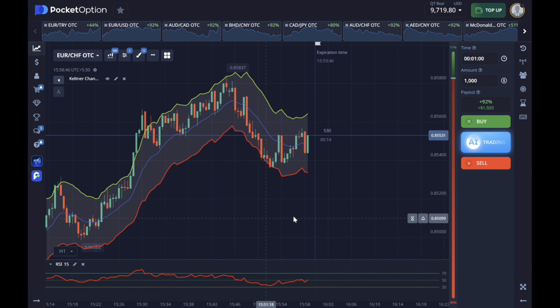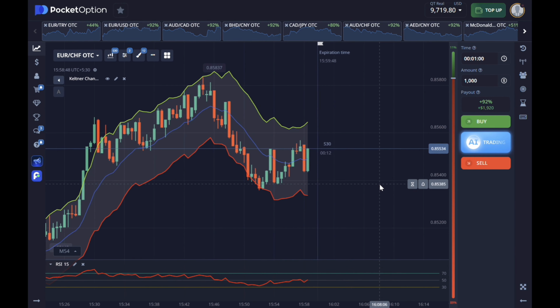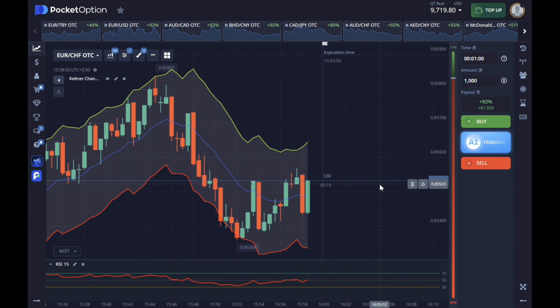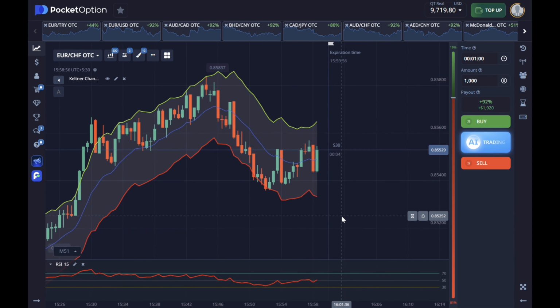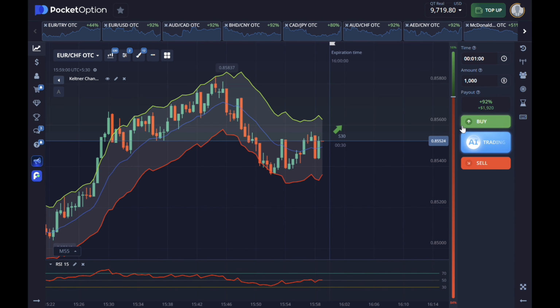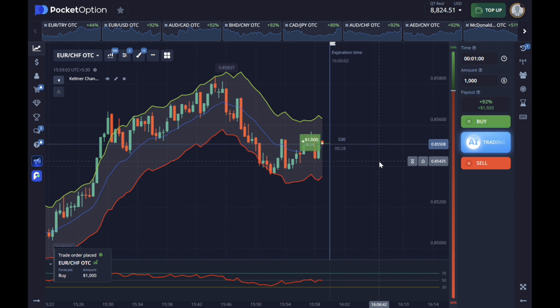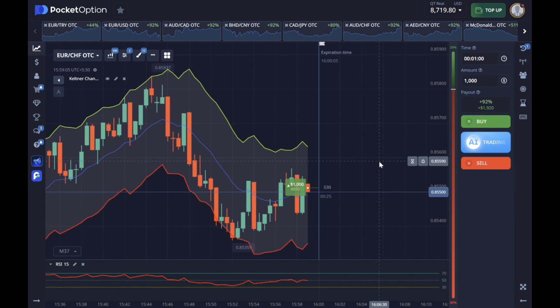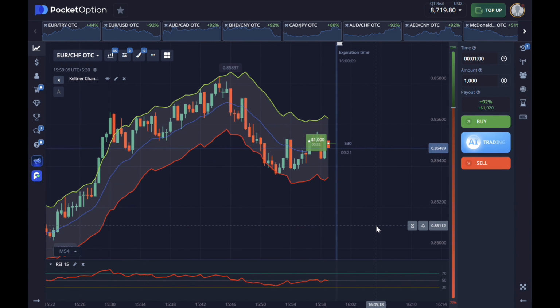I've opened the Euro CHF OTC chart here on my screen, and now as we proceed, we'll calmly and carefully place our trades again, just as we did before. Once this current trade closes, I'll be ready to place my next one, which will be another buy trade right here on this chart. Alright, so I've placed a buy trade here, and let's understand why I placed this buy trade. This will also be our last trade of this video, so let's break it down.